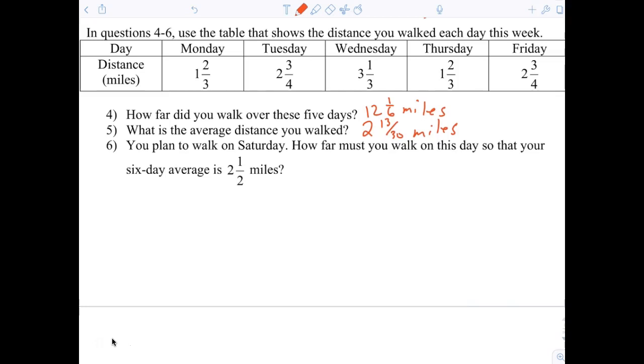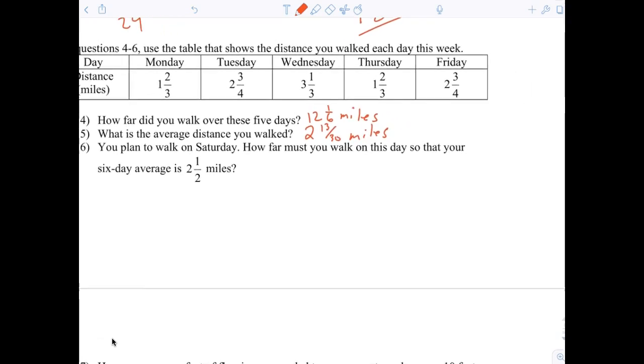So now, for number 6, it says you plan to walk on Saturday. Uh-oh, this one's a hard one. How far do you want to walk so that you average 2.5 miles? You want to average 2.5 miles. I'm really proud of you. Tell me what you're thinking you would do. Sorry, okay. I thought it said Tuesday.